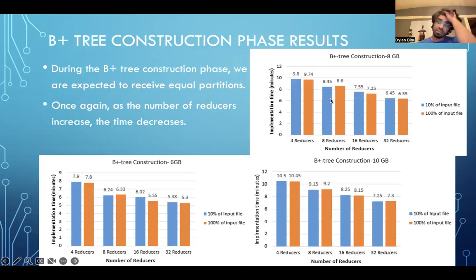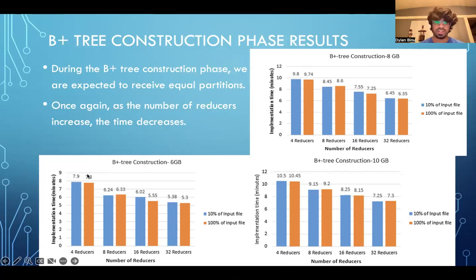So here you notice the same trend with an increasing number of reducers, which means with a larger number of reducers being implemented to create more mini B plus trees to finally consolidate into a single B plus tree, you see that the overall time does decrease. And this is the case with all the varying sizes of files.